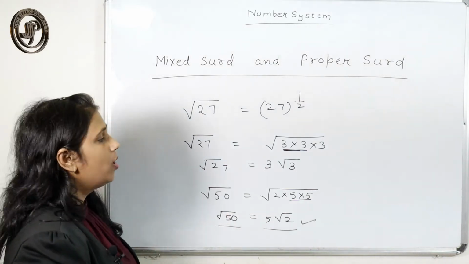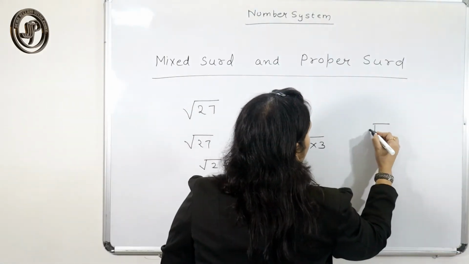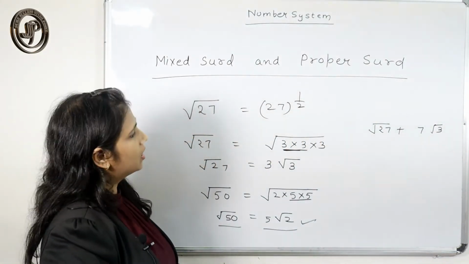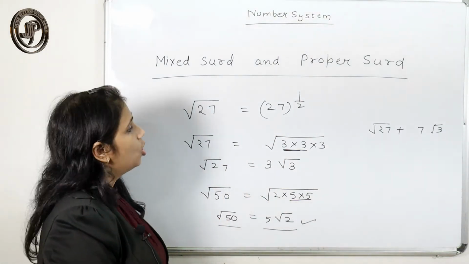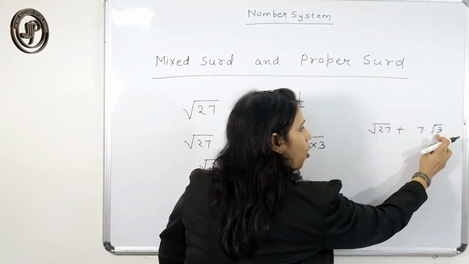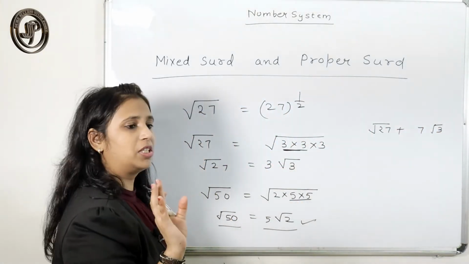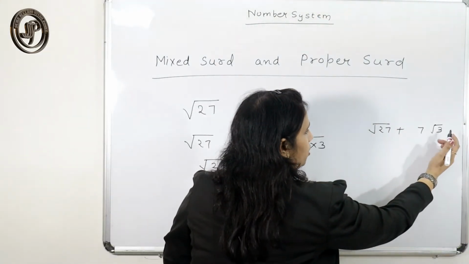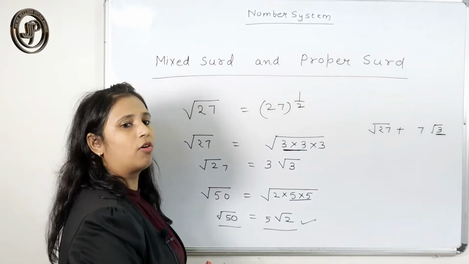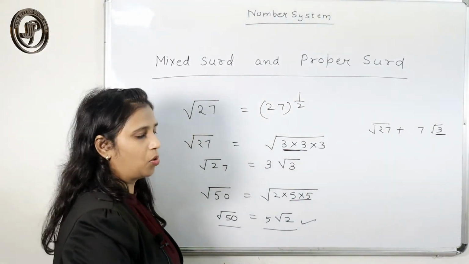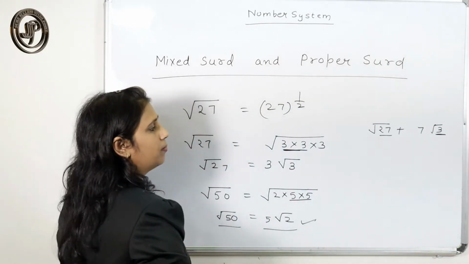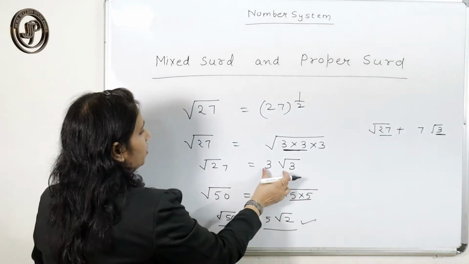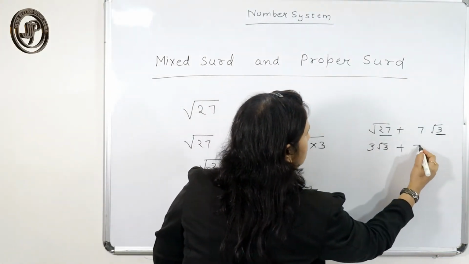This is required when you are asked to add root 27 plus 7 root 3. If the question is asked this way, here this is the smallest form, the mixed form, and further you can't simplify it, because 3 is a prime number only. But here you can make the prime factors of 27, and the 27 can be written as 3 root 3 plus 7 root 3.